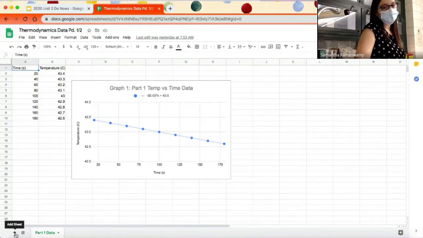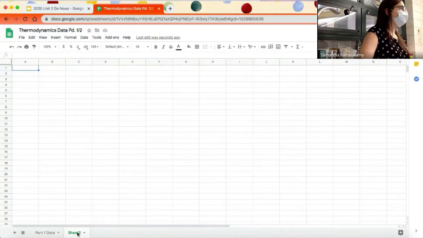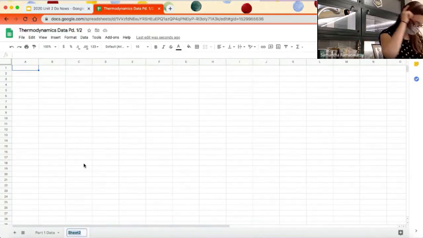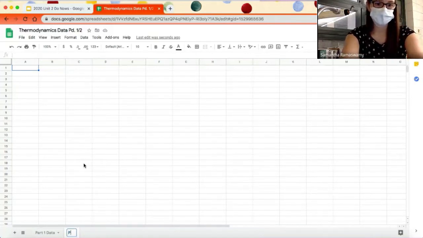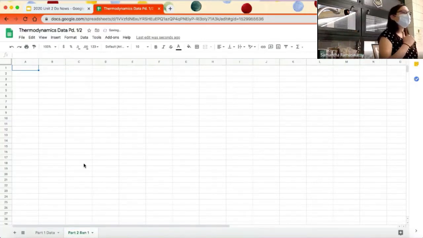So down here in the very bottom left-hand corner, I'm going to click on Add Sheet. And it's going to create a new sheet down at the bottom. I'm going to rename each sheet based on the part that I'm working on. So to rename it, I'll click on the arrow. I'm just going to rename it first so that way I don't forget. So this will be part 2, reaction 1. Some people in other classes just named the tab graph 1, graph 2, graph 3, graph 4. However you want to label it is up to you.